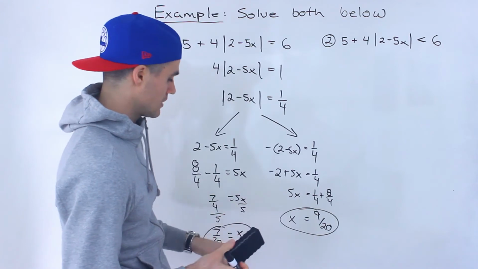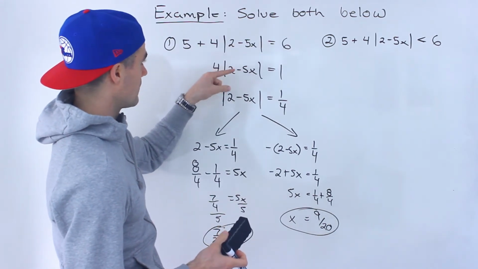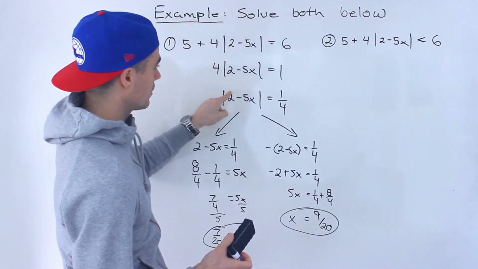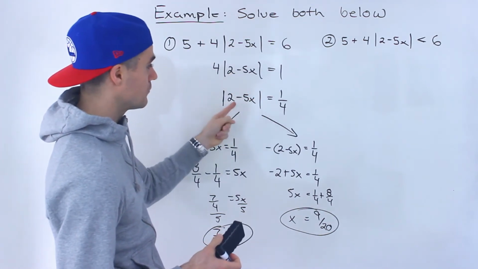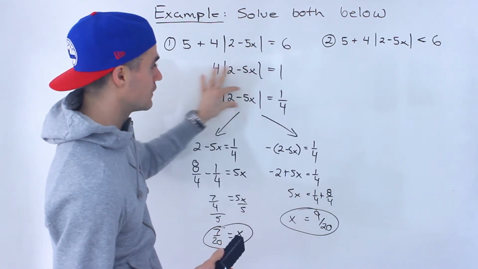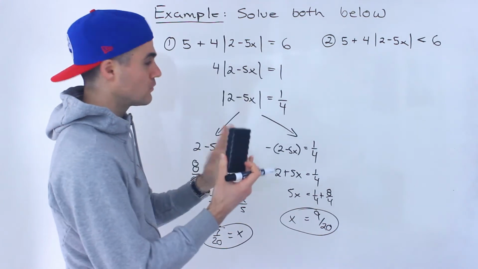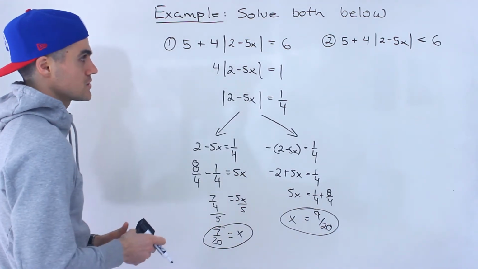And you could check it. If you plugged in 7 over 20, whether up here or over here, you'd end up getting positive 1 over 4, the absolute value of positive 1 over 4. If you plug in 9 over 20 here, you'd end up getting negative 1 over 4. And the absolute value of negative 1 over 4 would be positive 1 over 4. So those are the two solutions.